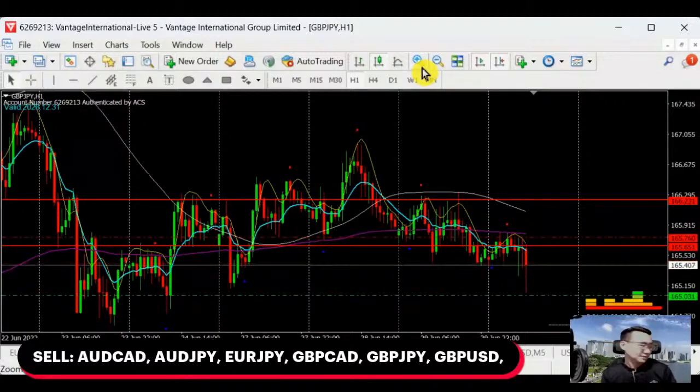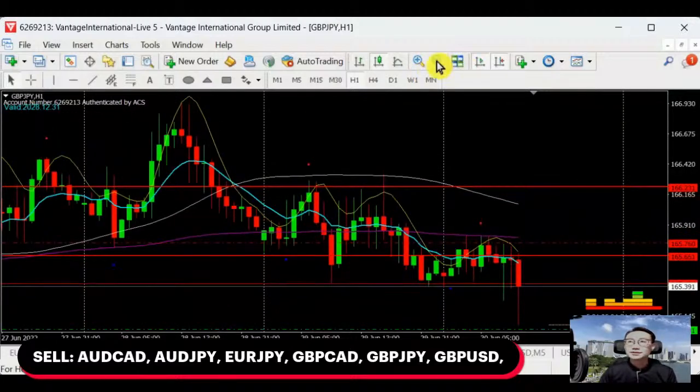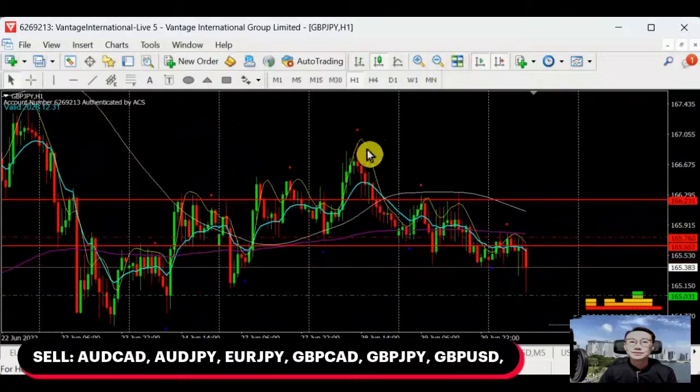Once again, pound yen. I guess with pound yen we have to wait for the next hour. Let's see, is there anything that we want to take a look at now? Do let me know. Over this part here.